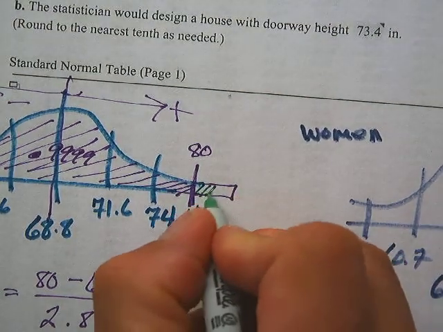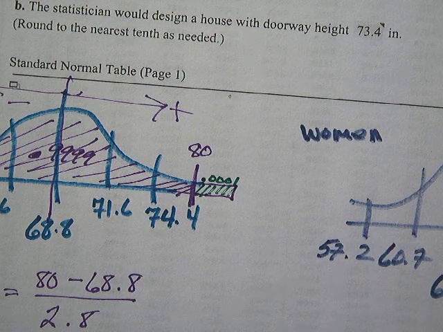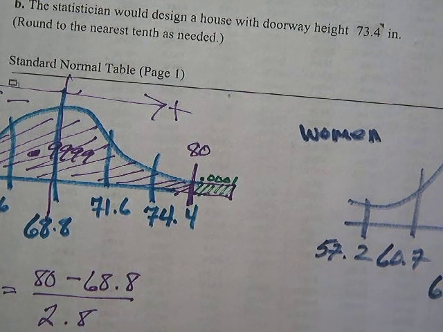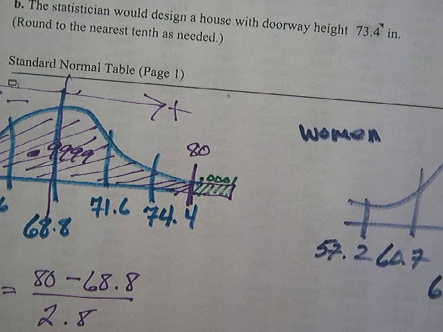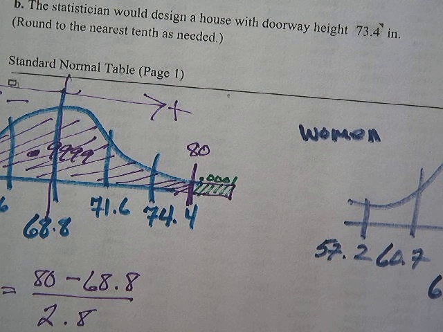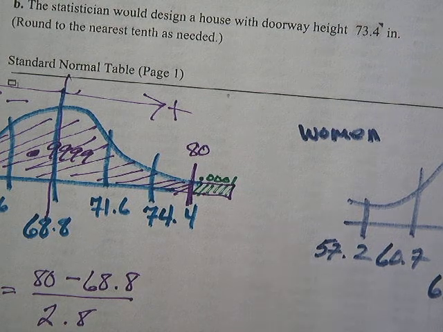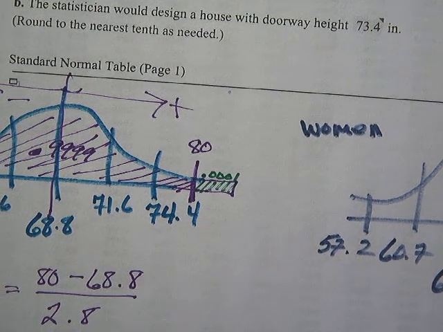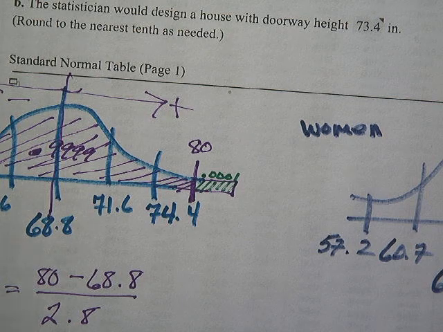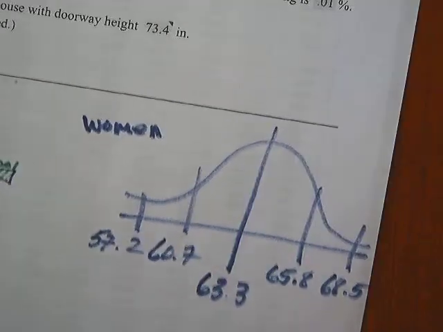This little area right here, that I can't get the pen, there we go. This little area right here is 0.0001. So the answer to our question is 0.0001 probability that men are too tall for the door of 80 inches, or 0.01% of men are too tall. And that is how we do A.